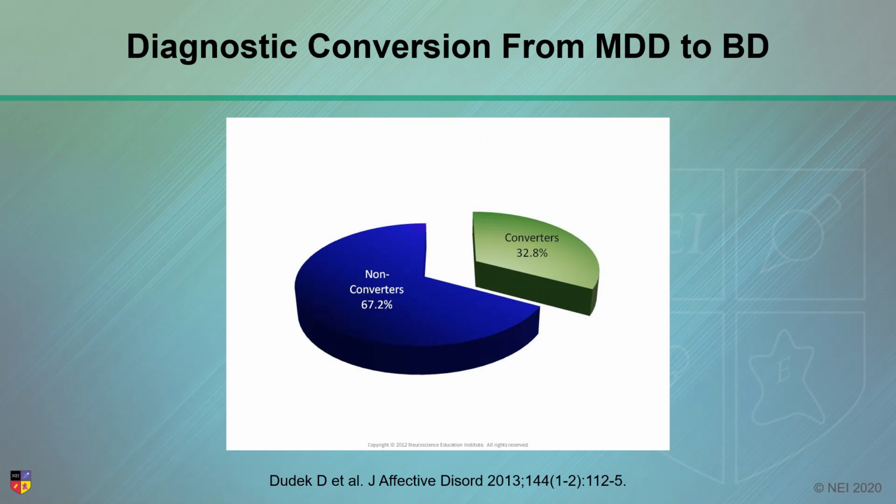So you get some diagnostic conversion from MDD to BD. A third of patients are converting from MDD to bipolar disorder. And again, that just doesn't quite make sense if these are two distinct disease states. You don't convert from diabetes to chronic lung disease. Those are two distinct, different diseases.